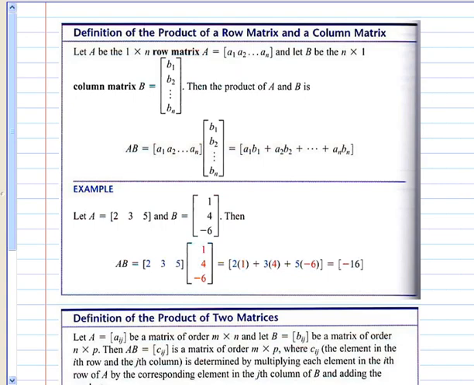Let's talk about multiplication. And we start by multiplication with a row matrix and a column matrix. When they say a row matrix and column matrix, well, a row matrix only has a row, just has one row. And a column matrix just has one column right over here. So notice they have used these A sub 1, A sub 2, etc. B sub 1, B sub 2, etc.